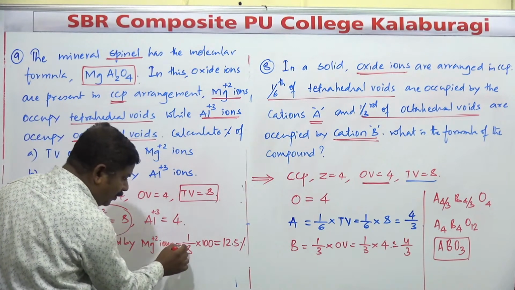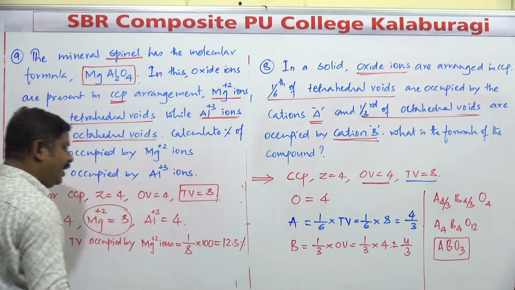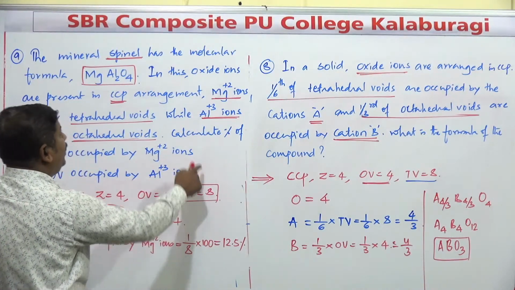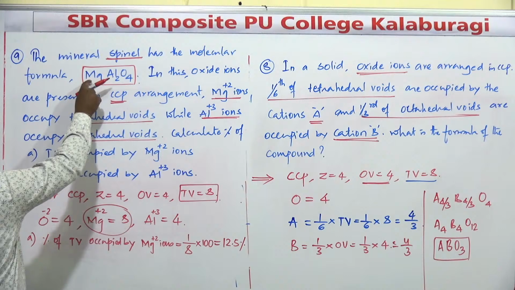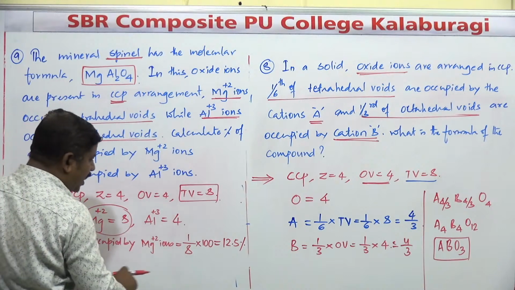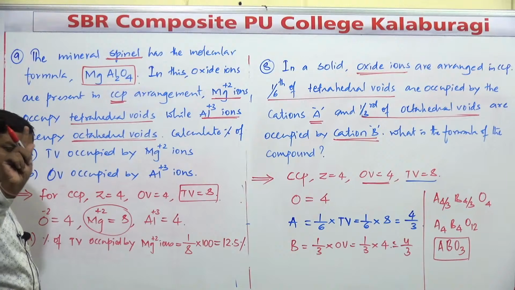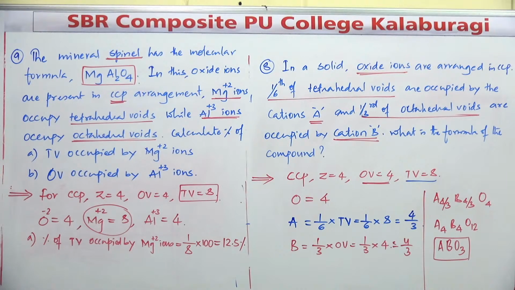Why did I write 1 by 8? The total number of voids is 8. Whether all the 8 tetrahedral voids are occupied by magnesium? No. According to the formula, only one magnesium ion is present. Out of 8 tetrahedral voids, only one magnesium occupies one tetrahedral void. So 1 by 8 into 100 is equal to 12.5%.